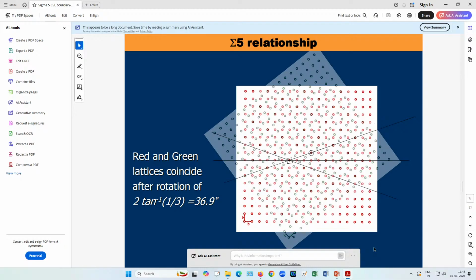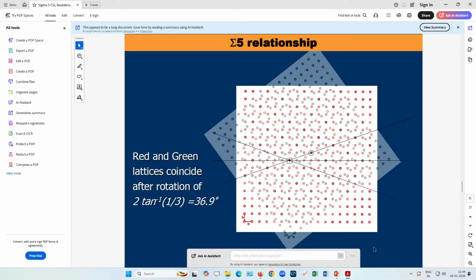Similarly, if you take the blue lattice, start here, maybe. First, second, third, fourth, fifth. Every fifth atom of the blue is also coincident. So whether you take the red lattice or the blue lattice, every fifth atom is coincident, right? So this we call a sigma 5 boundary, because out of every fifth atom, one atom is coincident. Is it clear? I hope it is clear.